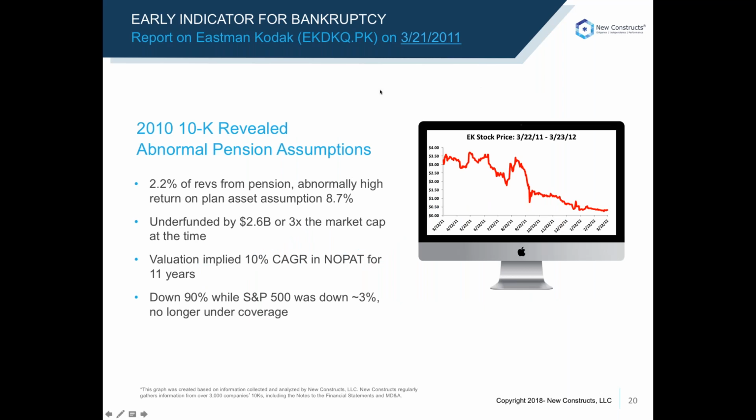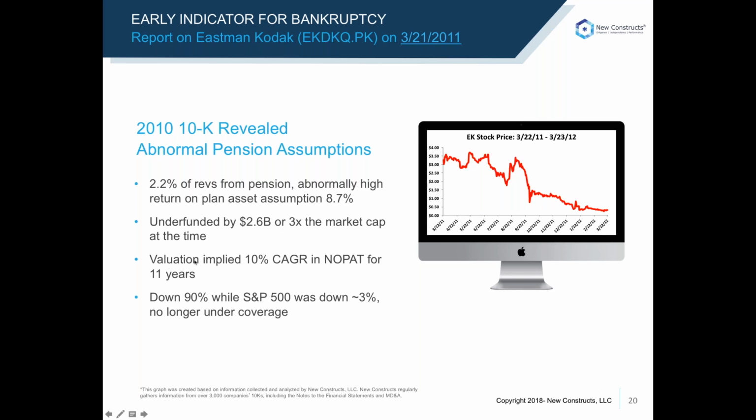Here's an example of a report we wrote back in early 2011, predicting that Eastman Kodak was going to go bankrupt about 9 months before they actually went bankrupt. And we knew this because we saw that they were monkeying with their pension plan, specifically the expected return on plan assets, which was higher for Eastman Kodak than I think it had ever been, and higher than for any other publicly traded company that had disclosed that number in fiscal year 2010. And it was so high that it actually allowed them to boost revenues by over 2% and earnings by many factors more than that, despite the fact that that pension plan was underfunded by $2.6 billion, or 3 times the market cap of the company.